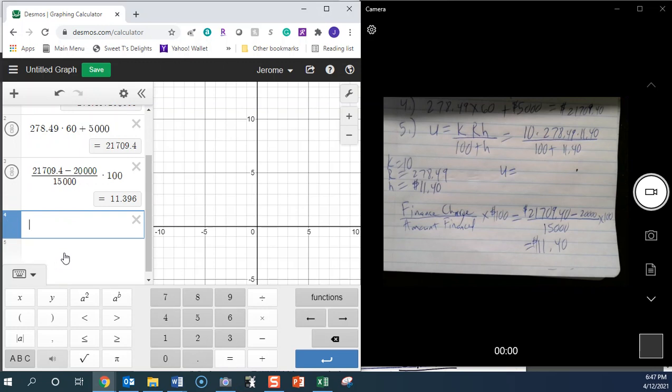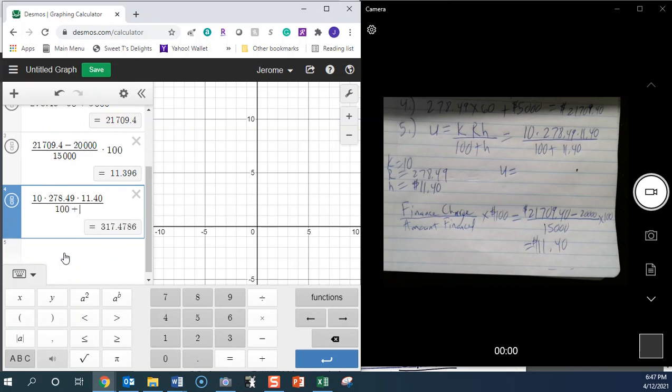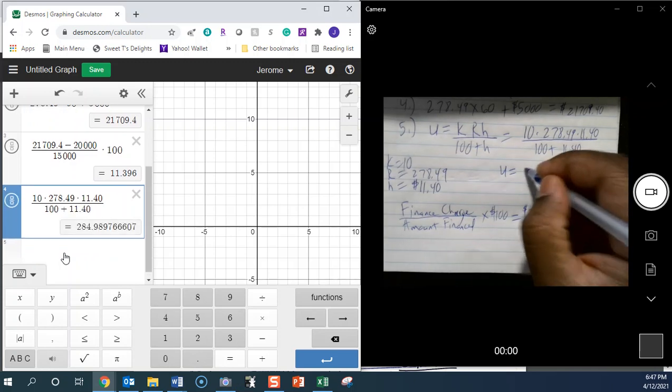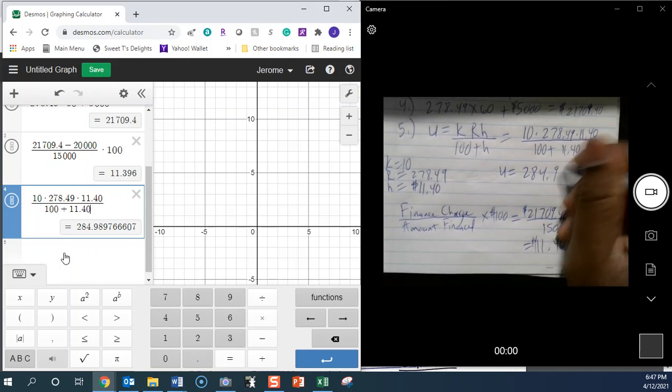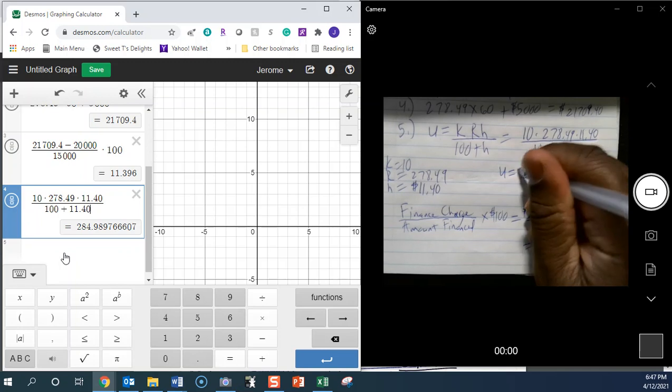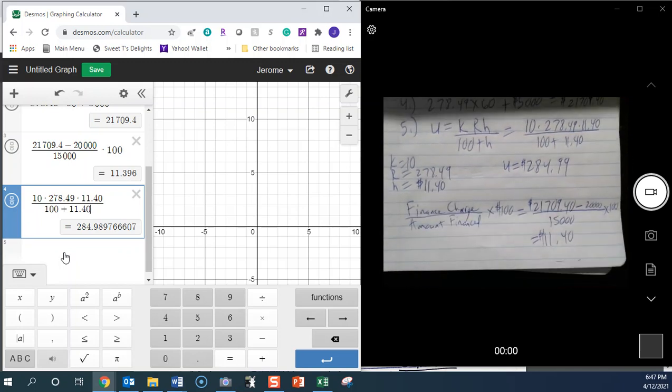So we will have 10 times 278.49 times $11.40 divided by 100 plus $11.40. So this will give us unearned interest of $284.99. This is how much you would save by paying it off 10 months earlier.